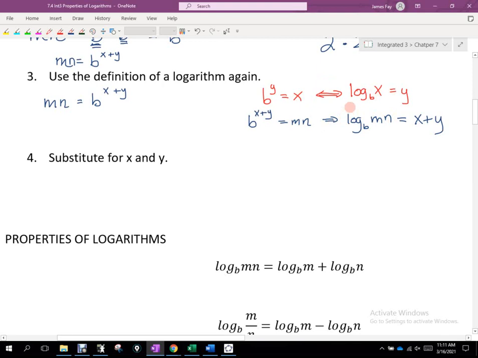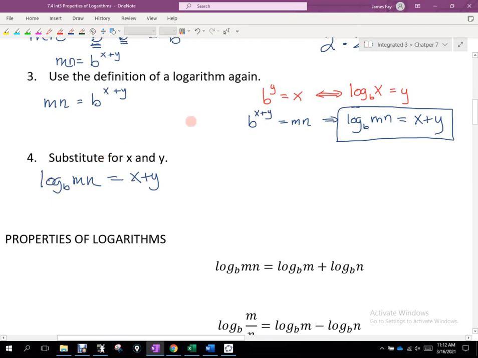Okay, so now we've got this new statement that says use the definition of logarithm, and we've figured out that that must be true. Now this last part says, once that's true, log base b of mn is equal to x plus y. It now says substitute back in what x and y were.